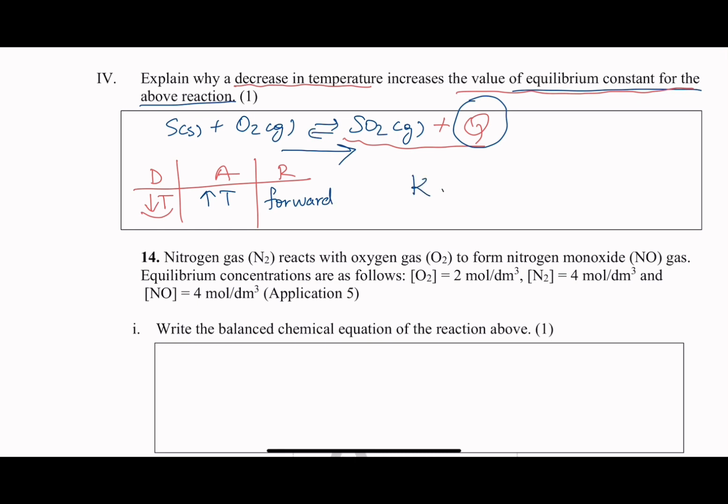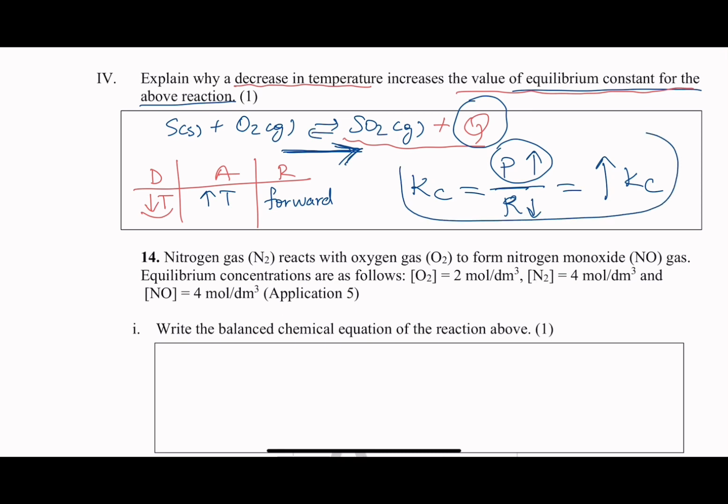And now if we write the Kc expression, this means products over reactants, right? If I'm going to go right, I'm going to make more product and my reactant amount will decrease, right? Because I will go towards the right side. And because my product increases, mathematically you can see the Kc expression is going to increase. So that's why in an exothermic reaction, when the temperature is decreased as a disturbance, the Kc value will increase.